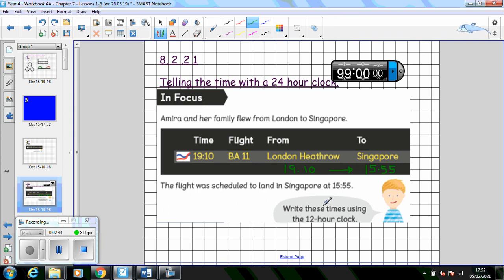Sam says write these times using the 12-hour clock. So it hasn't asked us how long the flight has taken, it has just asked us to write them using the 12-hour clock. These times are written using the 24-hour clock. If you're confident with that, you can pause the video now and write those times down. Please make sure you do it clearly, and you mark it with London time and the time landing in Singapore.